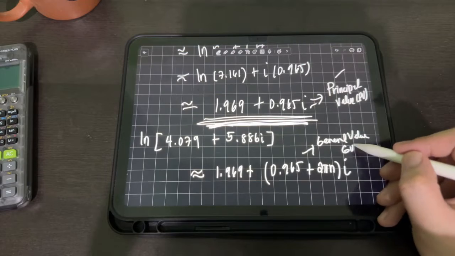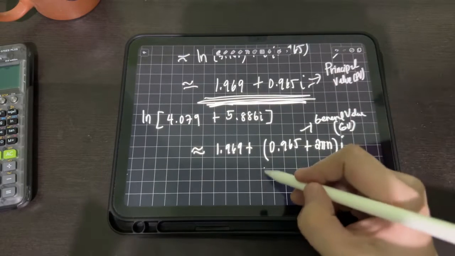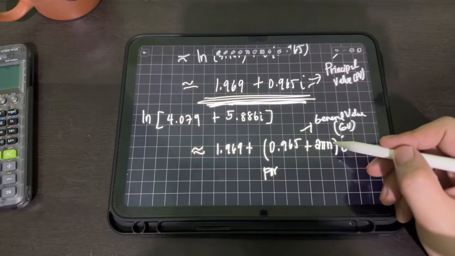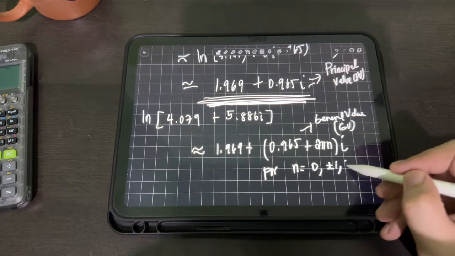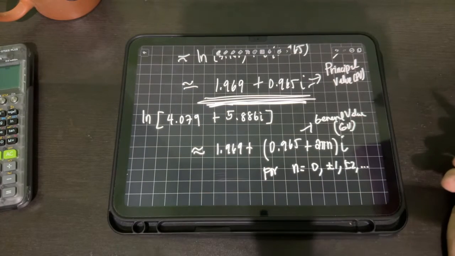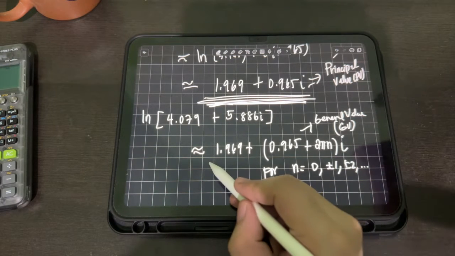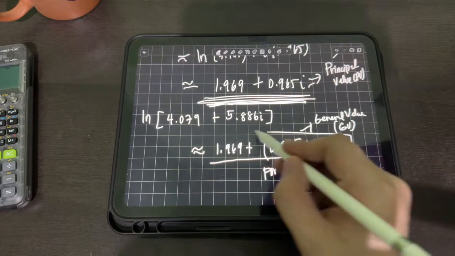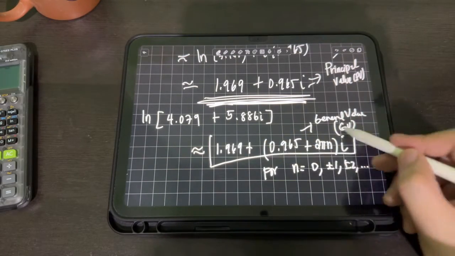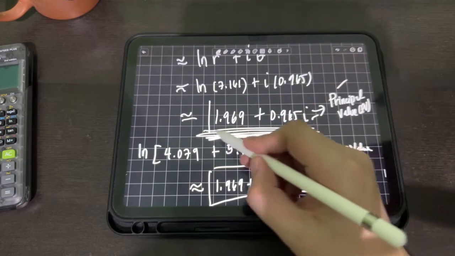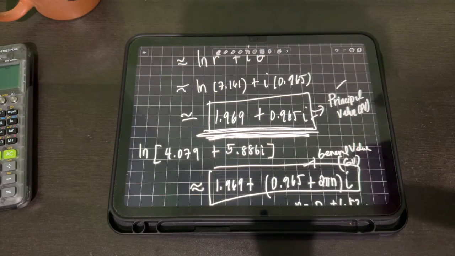Or for short, let's call it GV. And this is true for all integers n. So n can have 0, plus minus 1, plus minus 2, and so on values. Okay? So this is already the answer for the arcsinh, the general value for the arcsinh. And this is the principal value for the arcsinh.